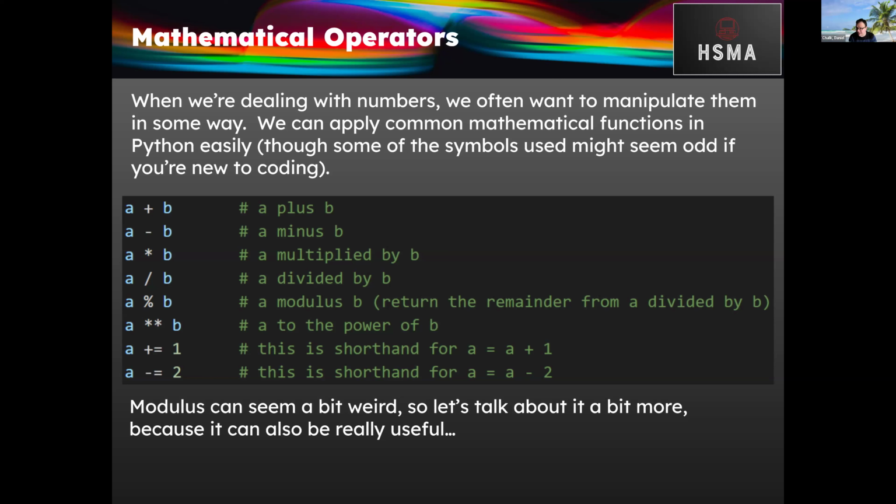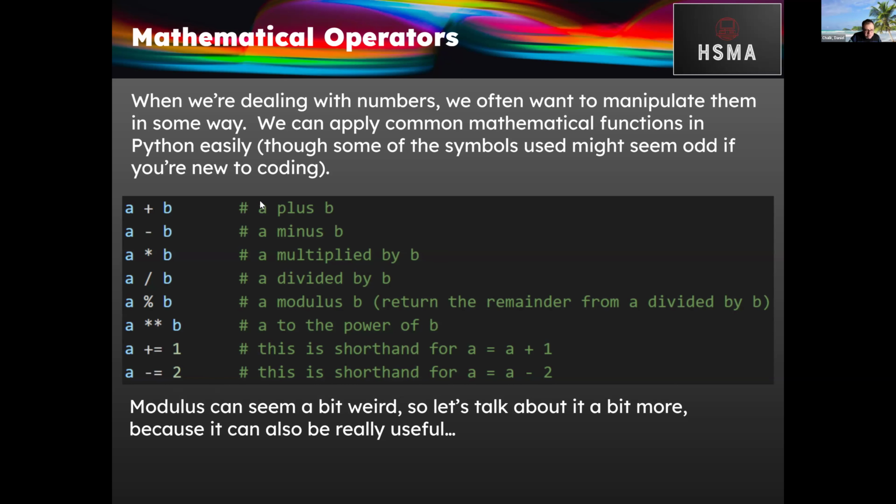We keep talking about numbers as our variable types being hugely useful, and for scientific computing that's likely the case. If we're dealing with numeric values, then we probably want to manipulate them in some way. And in Python, we can apply various mathematical operations to variable values using a mixture of symbols that will probably make sense to you and symbols that may not, if you're particularly new to coding. So just to rattle through these, this one's fairly straightforward.